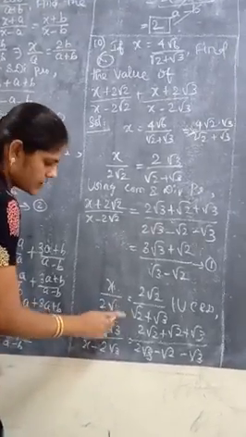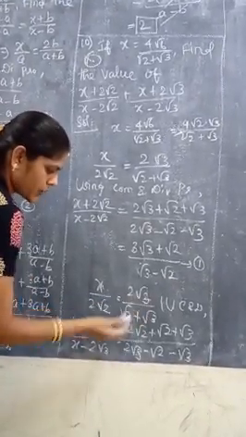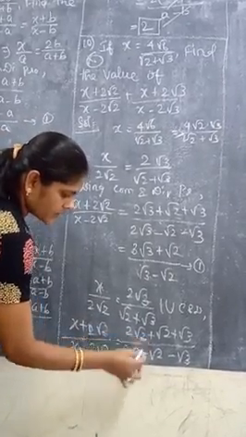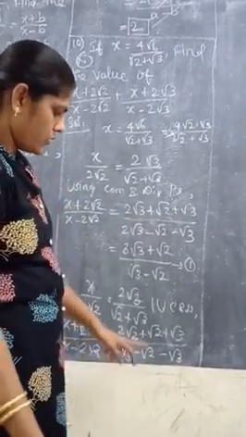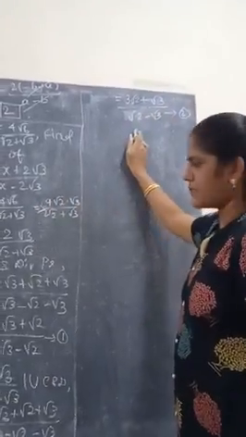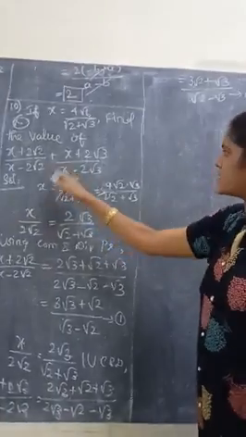Sorry, I made a mistake here. You need to take a 2, so remaining term is 3. Okay, now root 3, so remaining here root 2 minus root 3. This is equation number 2. Now we need to add these 1 and 2.